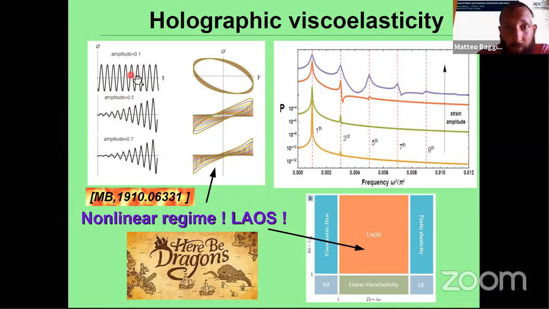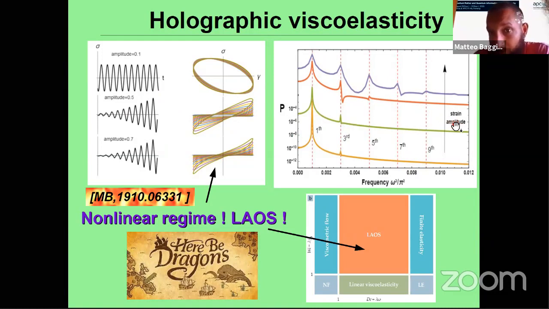Now, if we increase the amplitude, something funny happens. You see that the response stops being periodic. It starts to be very weird and acquires a non-periodic shape. And the Lissajous figure is now no longer an oval. You can see, for example, that it starts to bend and do weird things. And you can see the same behavior looking at the power spectrum.